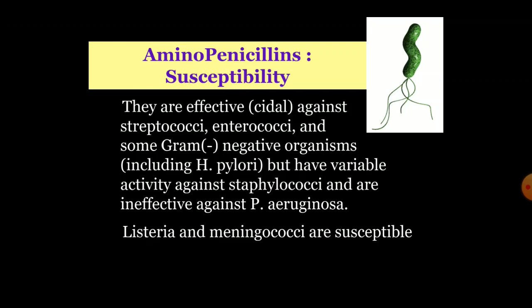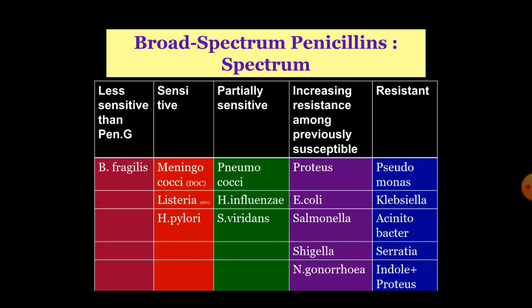These drugs are effective against streptococci, enterococci, and as I said, some of the gram-negative bacteria. And obviously, in peptic ulcer associated with H. pylori, in the regimen you can give amoxicillin with other drugs like omeprazole and clarithromycin for 7 to 14 days. So that is one of the characteristic features of this aminopenicillin group of drugs. We will come to the discussion of amoxicillin a little bit later.